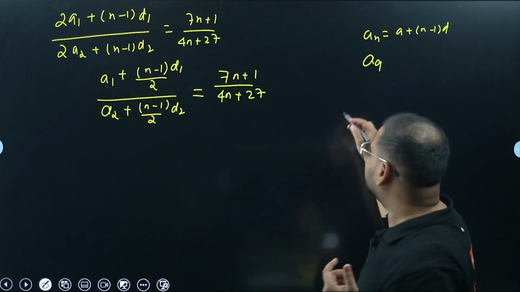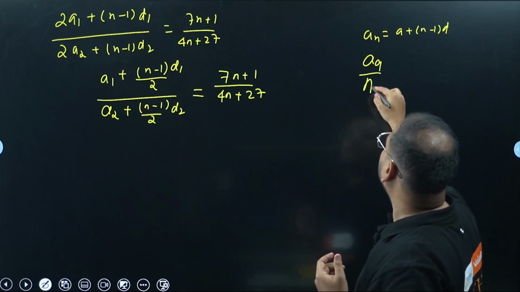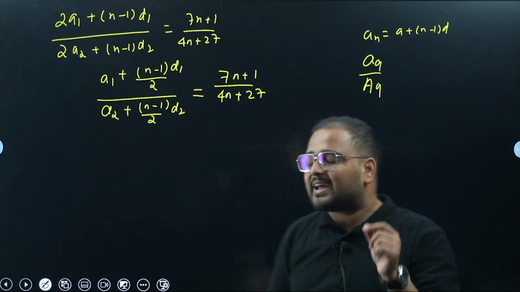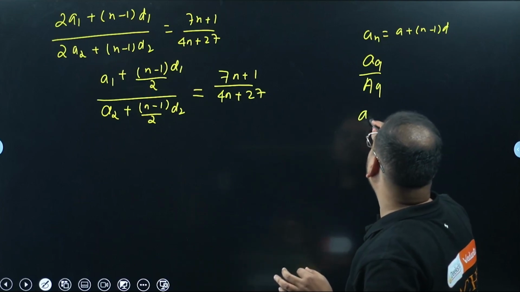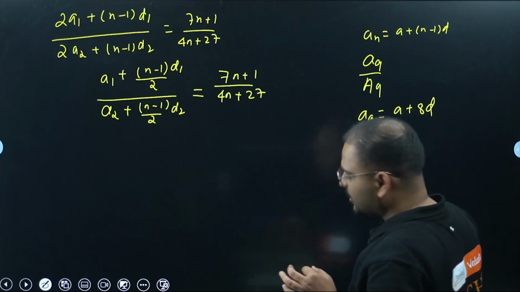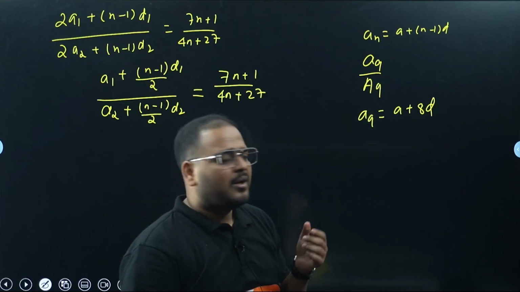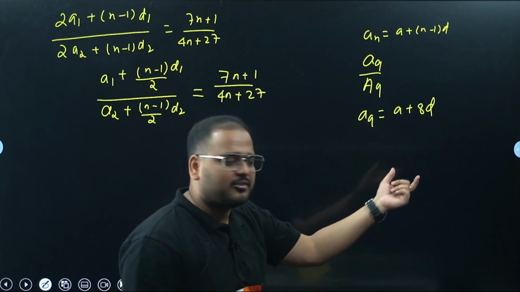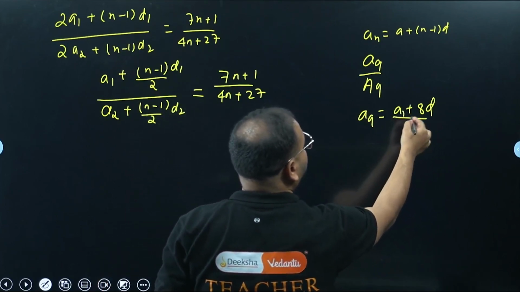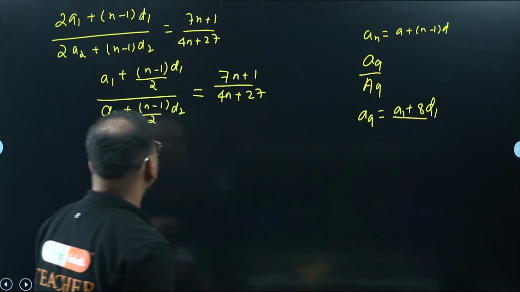A9, so the ninth term of the first AP upon the ninth term of the second AP. For the ninth term, how will I write it? An equals A plus 8D. Why 8D, sir? N minus 1, 9 minus 1 is 8. That is clear. So now compare A1 plus 8D1.